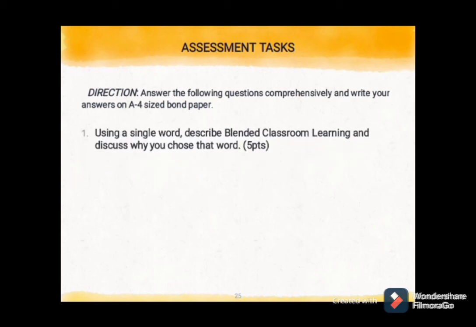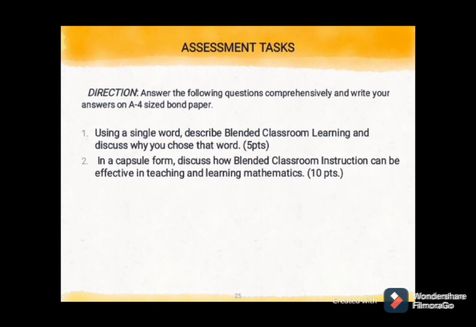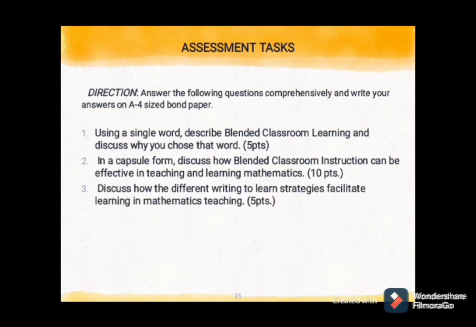Number 1. Using a single word, describe blended classroom learning and discuss why you chose that word. Number 2. In capsule form, discuss how blended classroom instruction can be effective in teaching and learning mathematics. Number 3. Discuss how the different writing to learn strategies facilitate learning in mathematics teaching.